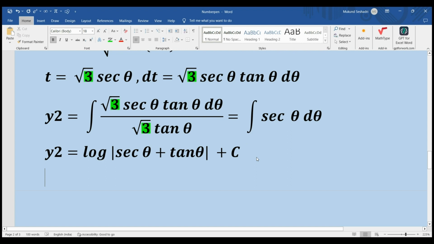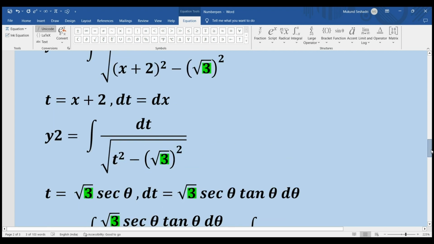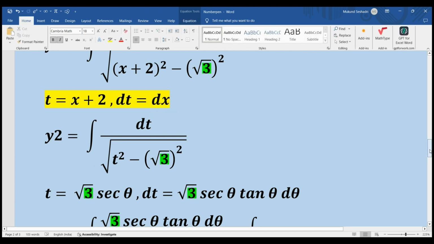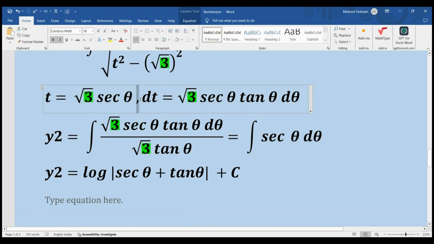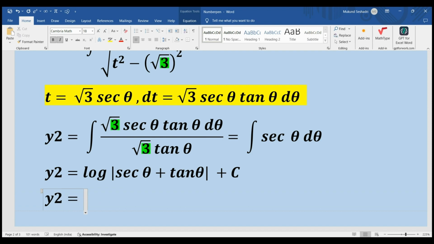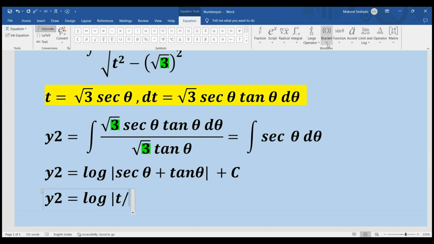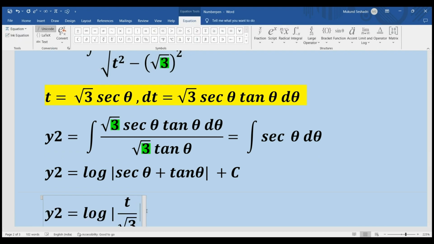We made two substitutions. The first substitution that we made was t equals x plus 2, so let me highlight that in yellow. And then the second substitution that we made was t equals root 3 times secant theta. So I start off with the most recent substitution, which is root 3 secant theta equals t. So my first part within the log becomes t by root 3. And then I come to my second part.